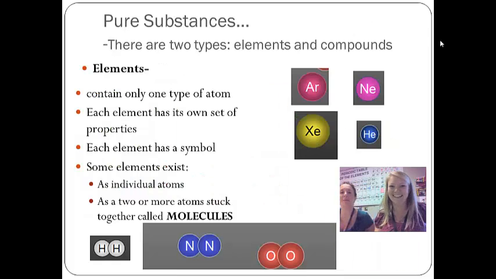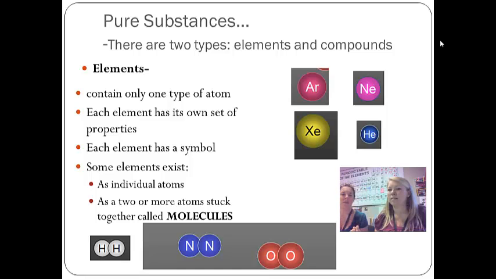All right, there's going to be different kinds of matter. First one is pure substances. There's two kinds of them. There's elements and there's compounds. Like I just said, there's 110 elements, and that's the purest form of matter you can get.